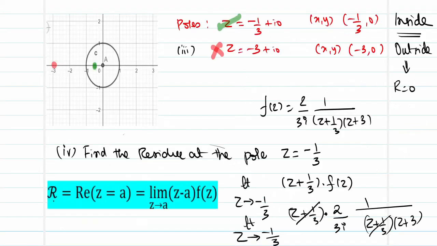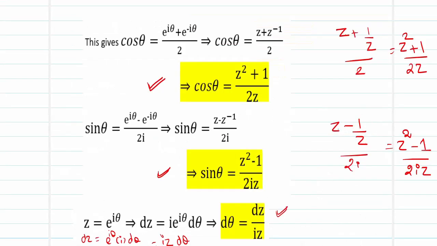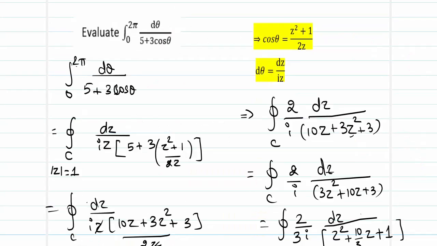So quickly have a recap. Replace the d theta by dz by iz, and since we have a cos function, replace it by z square plus 1 by 2z. Then follow the substitution method. This will get converted to a function of z. When I convert it into a function of z, now I can apply the Cauchy residue theorem.